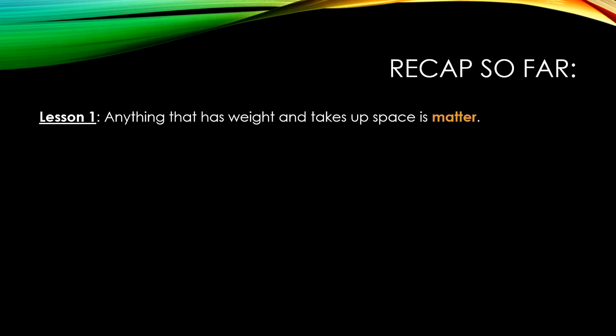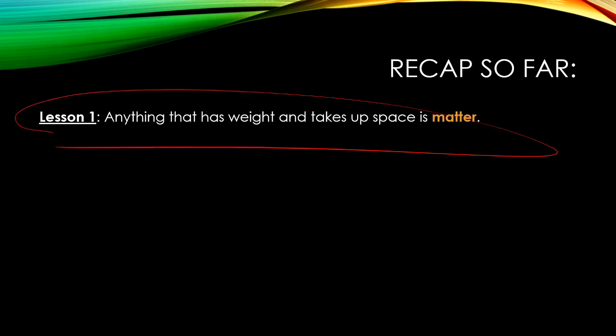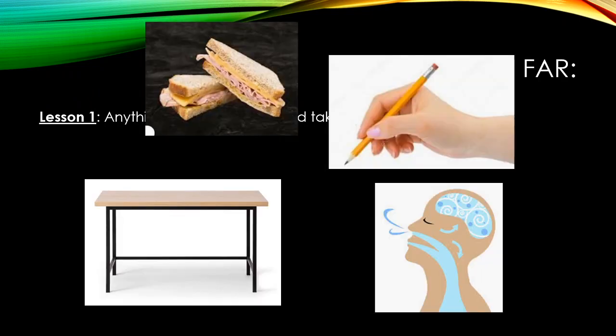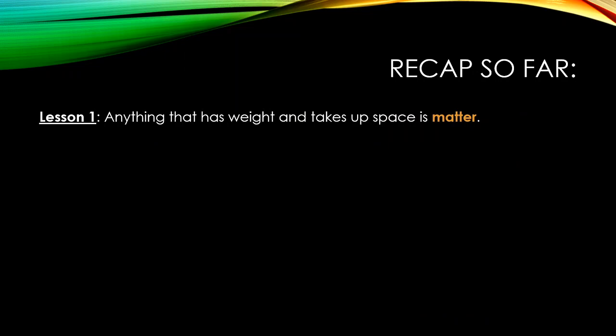the main ideas. So, in lesson 1, we learned this very basic idea that anything that has weight and takes up space is matter. So anything around you that you can touch, all this everyday stuff like your ham sandwich or your pencil or your desk or the air that you're breathing is matter because it has weight and it takes up space. The only kinds of things that aren't matter are things like dreams or light or energy that don't have weight or don't take up space.